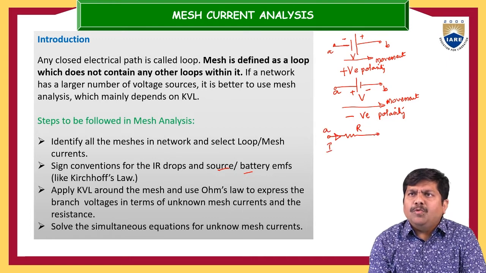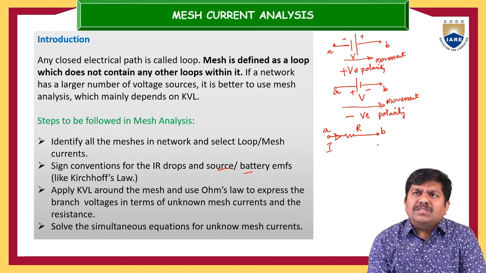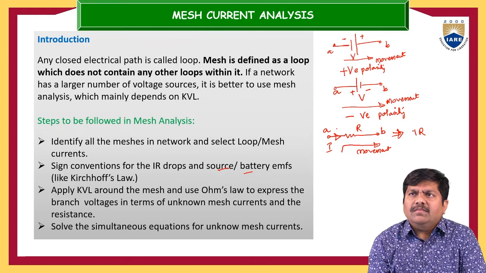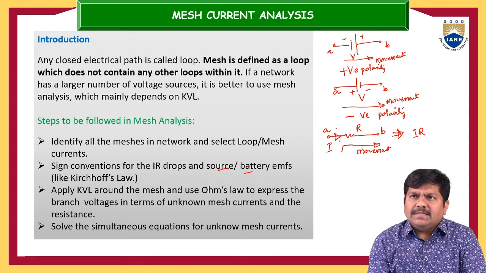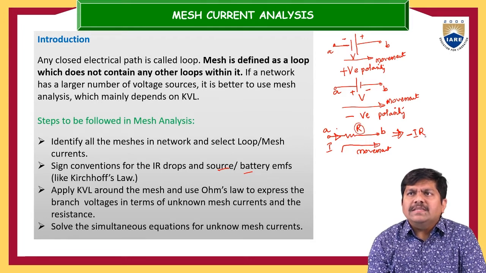From point A to point B the current is flowing, and whenever you are applying Kirchhoff voltage law, if you are moving in this particular direction and this is the current direction, then the drop is IR, a potential drop. Here the thumb rule to remember is that if the current and the movement direction are both in the same direction, you mark it as a negative polarity. So the drop across this resistor is minus IR.